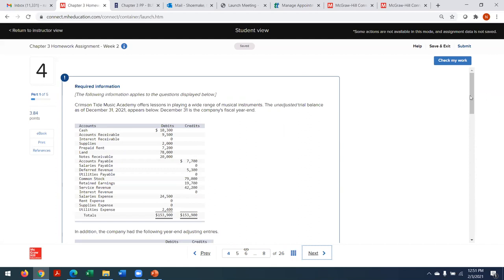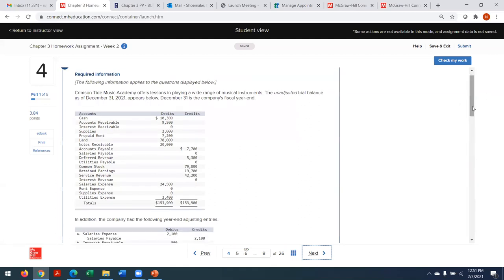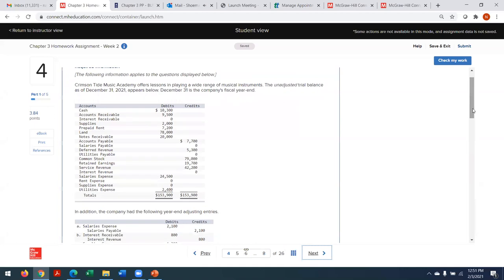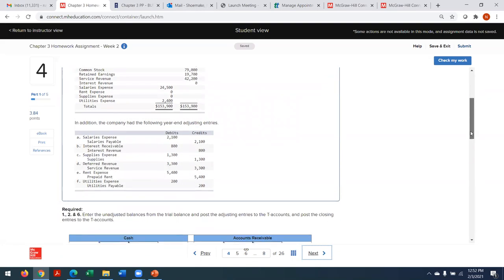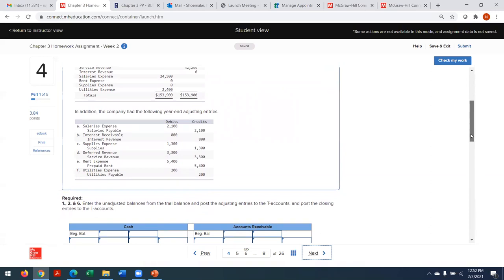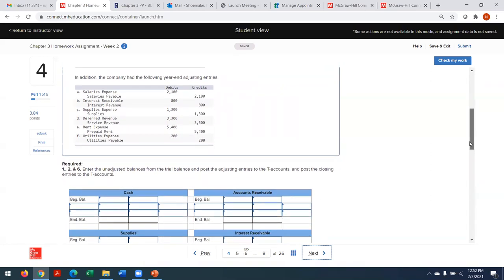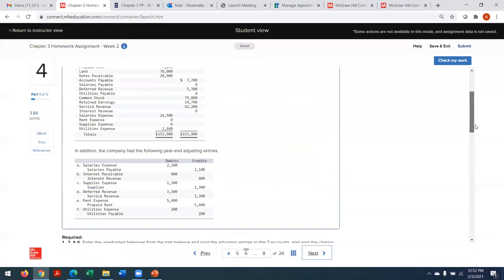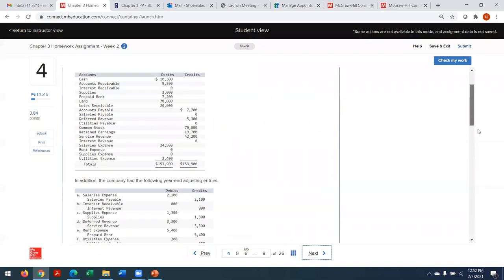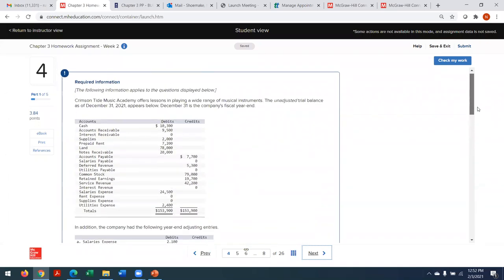So let's look at this. Crimson Tide Music Academy offers lessons in playing a wide range of musical instruments. The unadjusted trial balance as of December 31st appears below. Then it tells us, in addition, the company had the following year-end adjusting entries. So let's go ahead and put in the unadjusted balances.